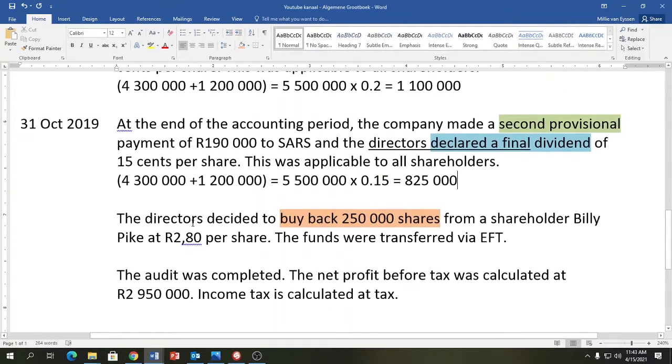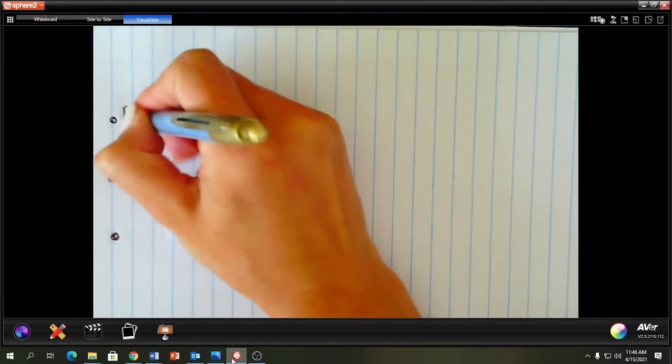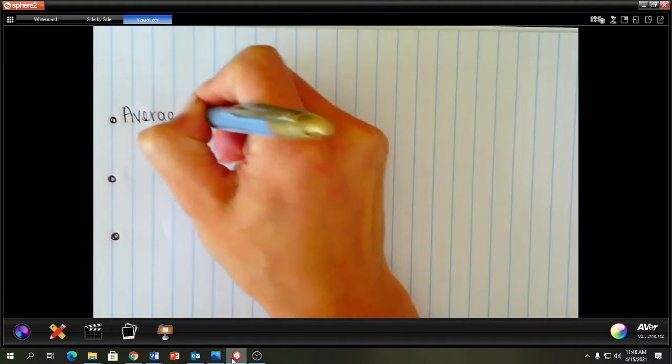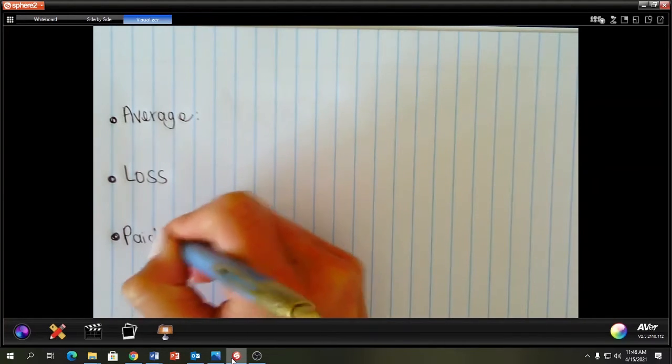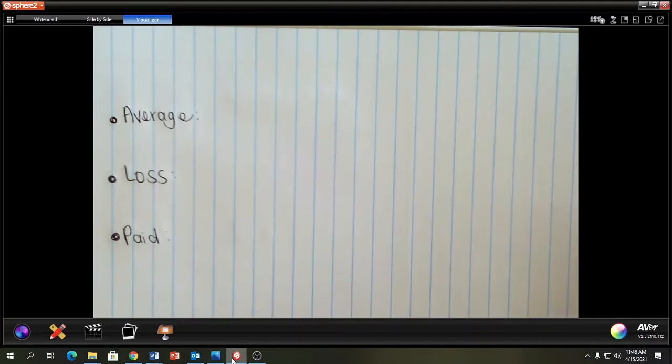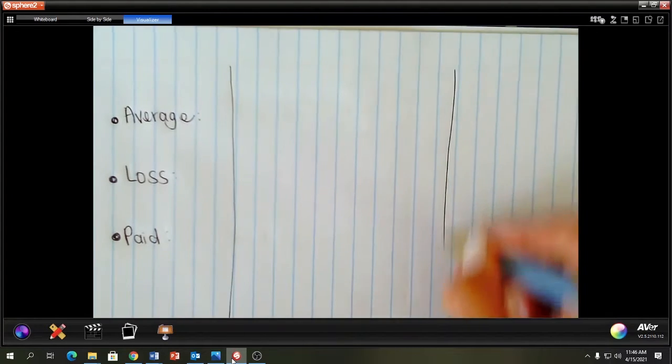Now I'm on the next thing. The next one is that the directors decided to buy back 250,000 shares from a shareholder, Billy Pike, for R2.80 per share. The moment when we see buyback, I'm first going to pause and I'm going to work out three things. Okay. So when we do buyback, we need three amounts. We need the average, we need the loss amount, and we need the amount that we paid. Okay. And I'm going to do it in two columns.